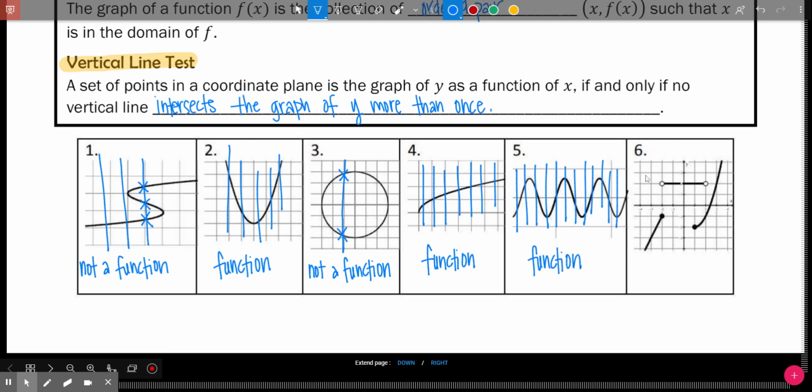And number 6, you have to be careful. It's not a function, but it's not a function not because of these 2 lines. This open circle means that the function is not actually defined there. It's like a hole in the graph. So even though it looks like it's crossing the graph in more than one place, it's really only crossing the graph once. However, this vertical line intersects the graph in 2 points. So this is not the graph of a function.